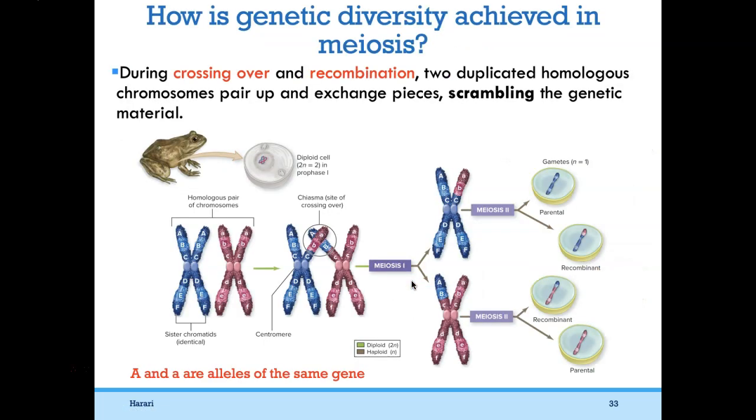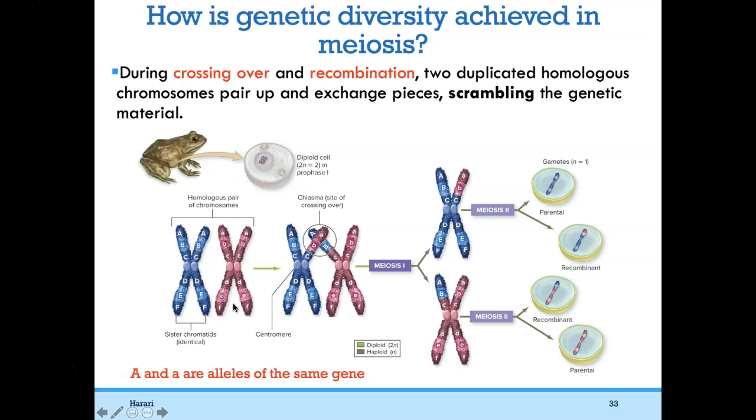So how is genetic diversity achieved in meiosis? We keep on talking about how important sex was to get genetic diversity, but how is that actually achieved? So during crossing over and recombination, two duplicated homologous chromosomes pair up and they physically exchange pieces, which can scramble the genetic information.